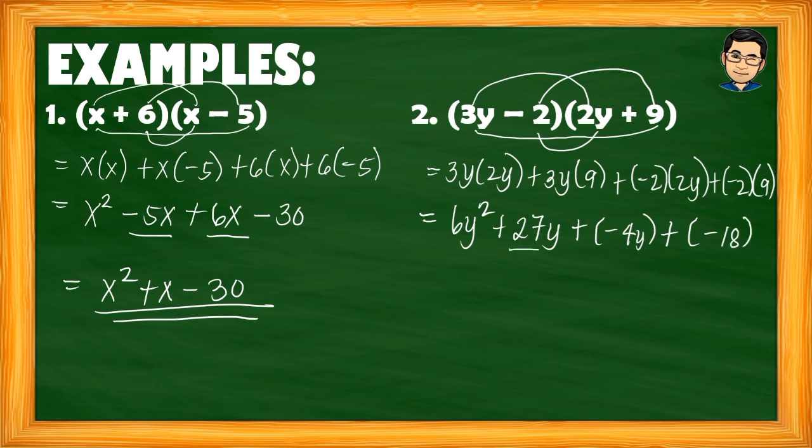So 27y and negative 4y. So 27 plus negative 4y, that is 23y. So our final answer will be 6y squared plus 23y minus 18.